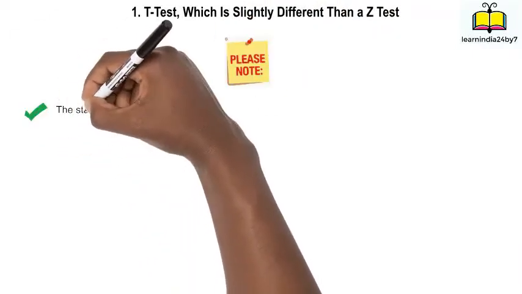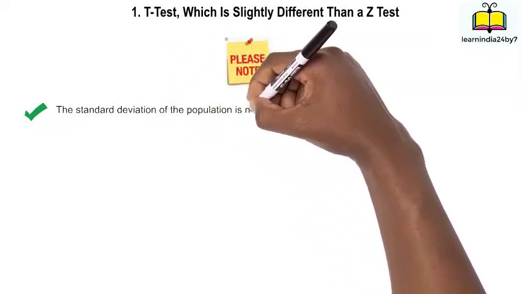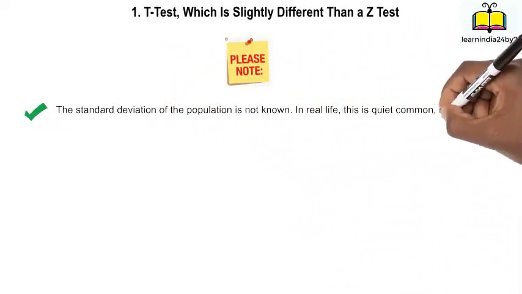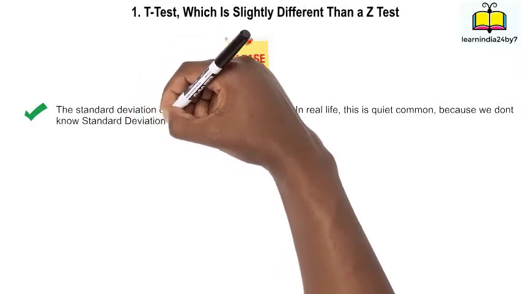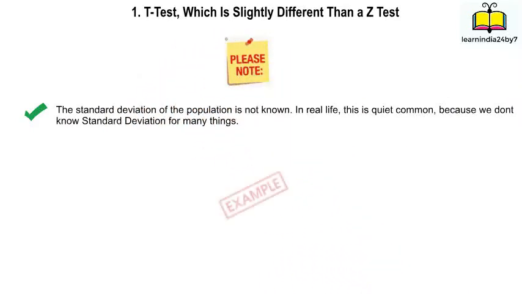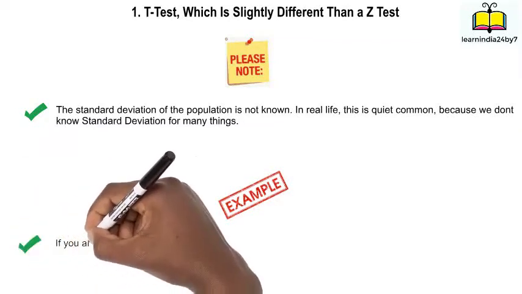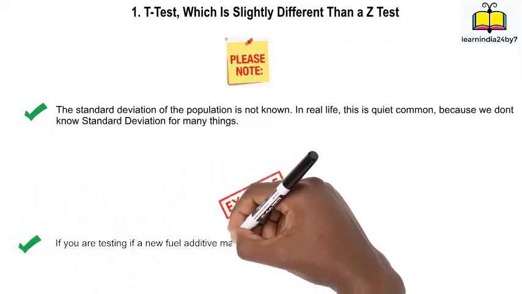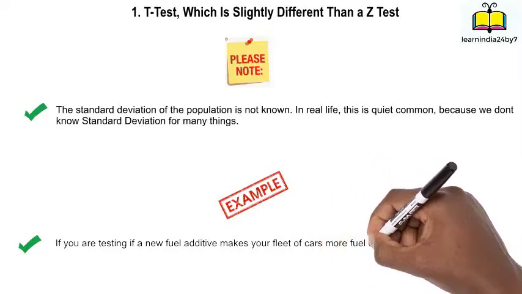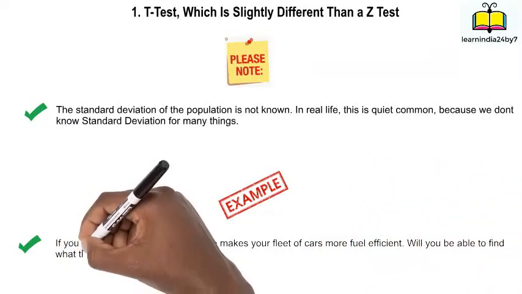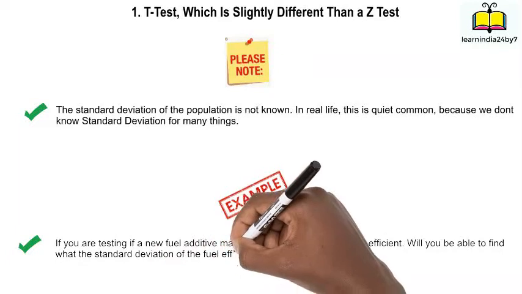In the case of t-test, the standard deviation of population is not known. This is quite common in practical life. For example, if you are testing if a new fuel additive makes your car more fuel efficient, will you be able to find the standard deviation of the fuel efficiency?